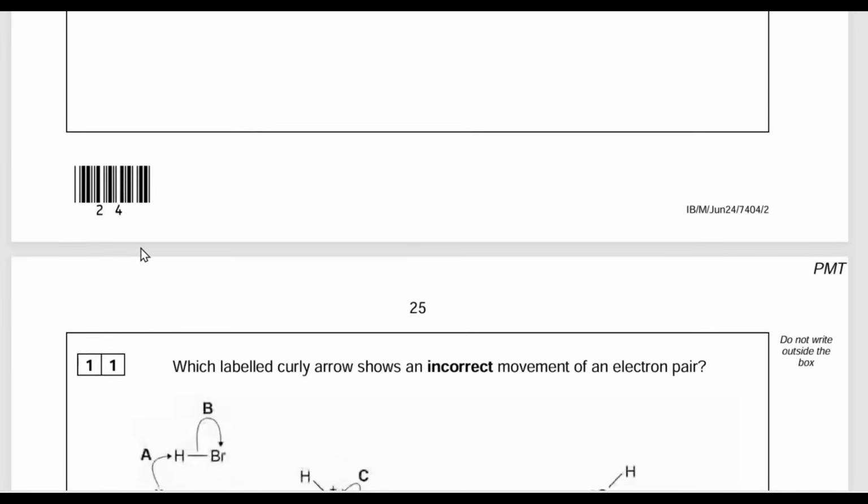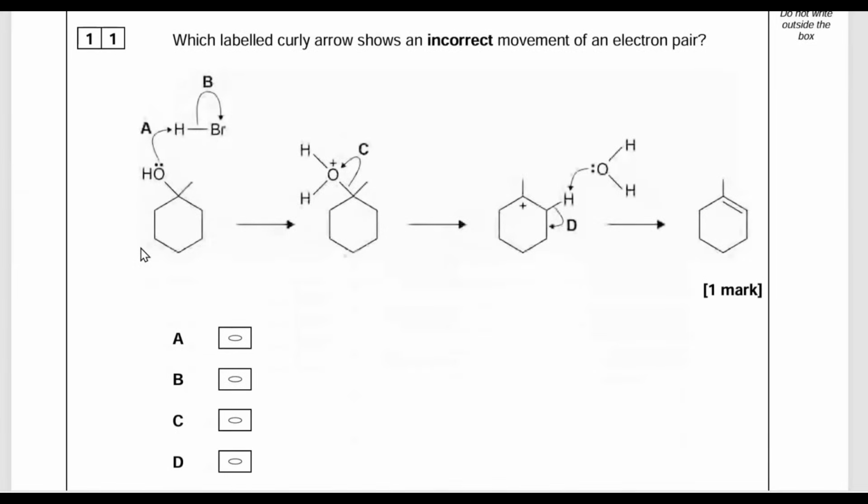Right, let's move on to question 11. Which labeled curly arrow shows an incorrect movement of an electron pair? So we're looking at a pair of electrons moving from something to a bond, and let's look which one is incorrect. These ones are always tricky. Let's look at A. Well, we've got the pair of electrons on the hydroxide ion going to the hydrogen. That looks good. And then from that bond going to the bromine. Yeah, they're both good. So we can get rid of A and B.